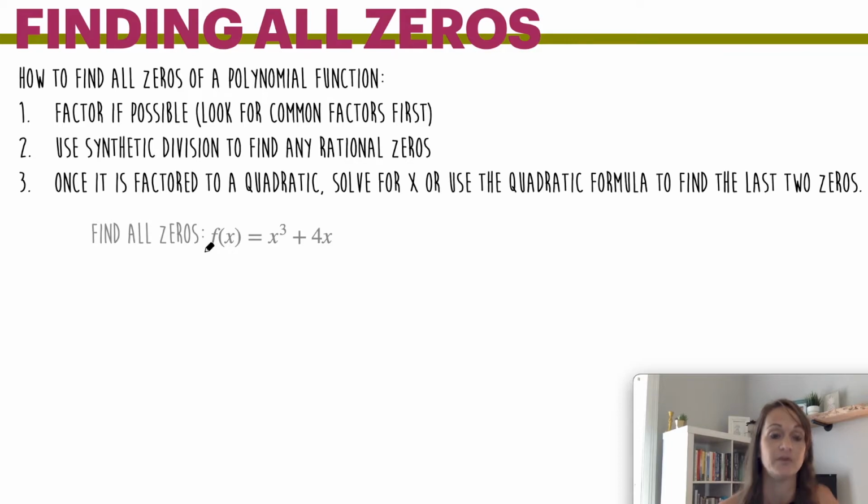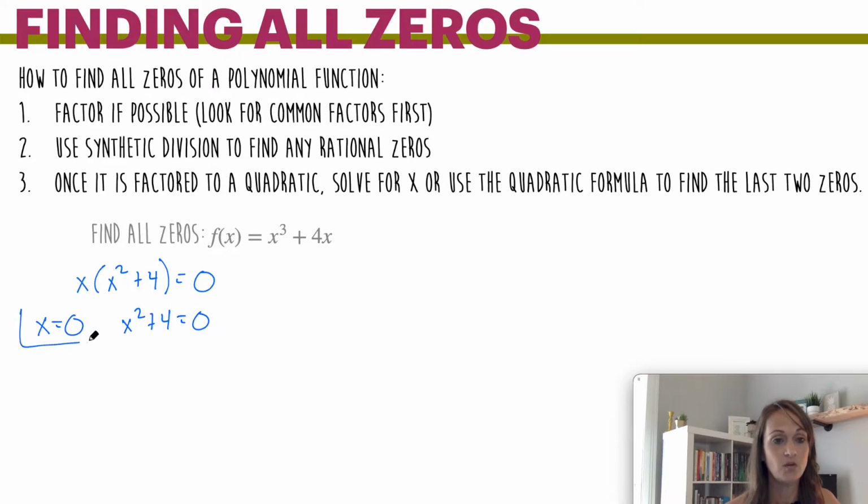So for example, find the zeros of this function. First, I notice there's actually something in common. They have an x in both terms, so I'm going to factor out an x, and I'm left with x squared plus 4. That means I can actually go ahead and set both of these equal to 0. So x equals 0 and x squared plus 4 equals 0. Well, we know one of our zeros, it is 0.